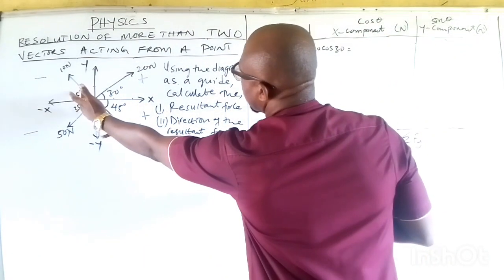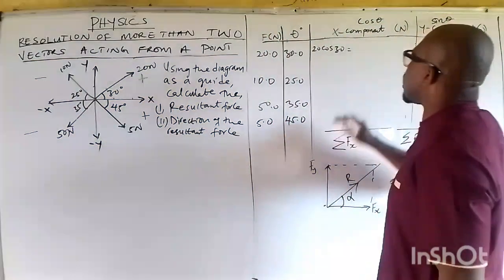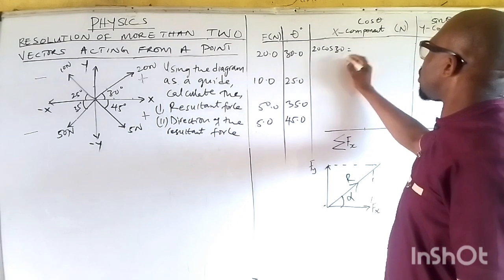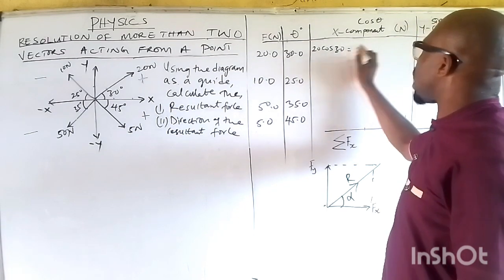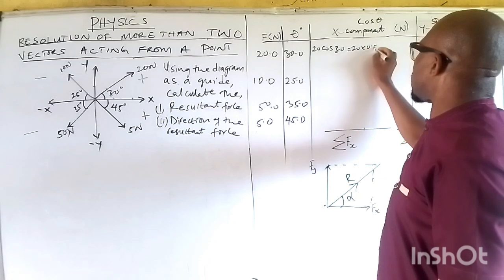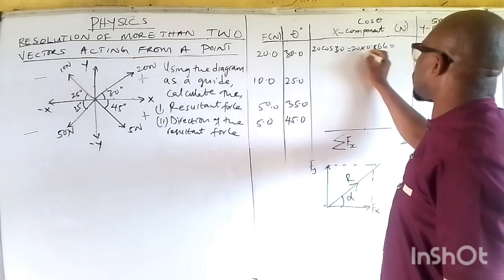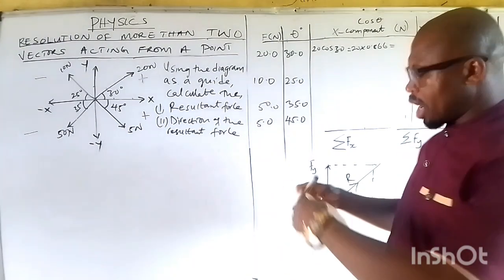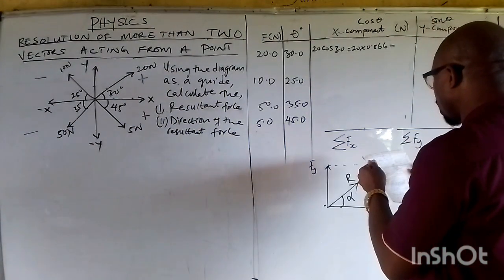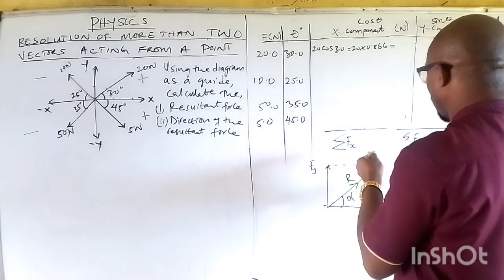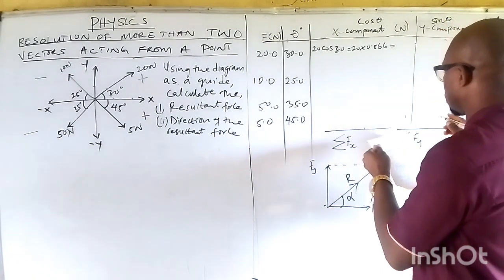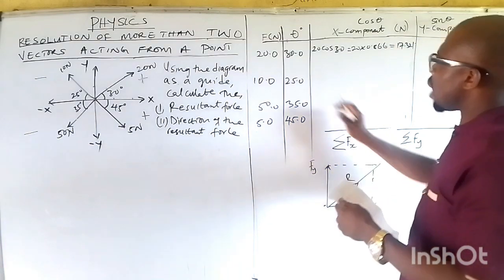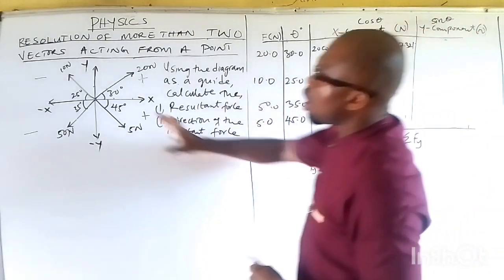Let's finish this one first. Cos 30 is 0.866. So we now have 20 times 0.866. From calculation, it will give us 17.321.